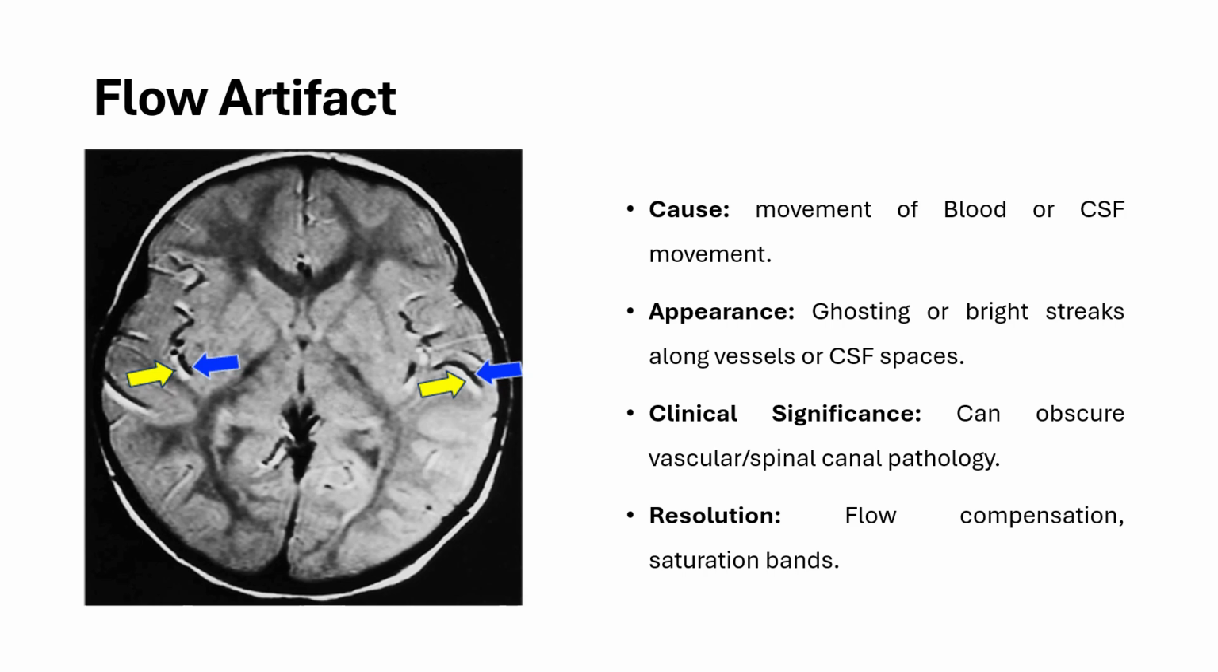Flow compensation is a technical parameter that can be applied during the scan to help reduce or eliminate artifacts caused by flow. Flow saturation pulses are applied to areas where flow is entering the slice to suppress the signal from the moving fluid, and surface coils can help minimize unwanted signals from moving tissues located farther away. The mnemonic to remember this artifact is: moving fluid leaves ghost images trailing in the phase direction.